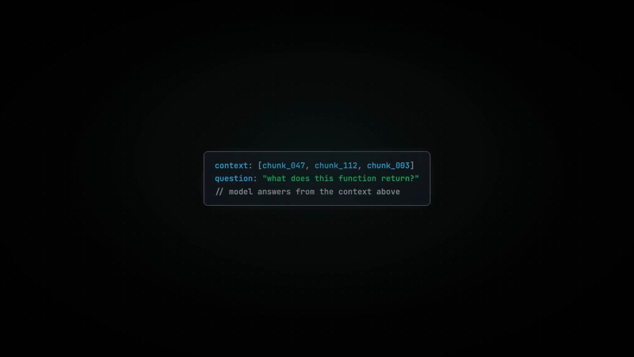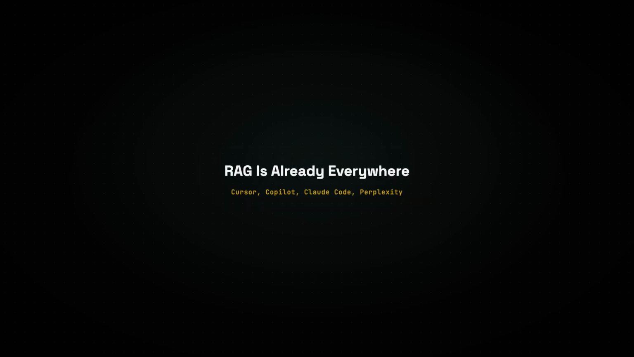Index, retrieve, generate, that's the full pipeline. And like any pipeline, the final answer is only as good as the weakest stage in it. Coding agents like Cursor, Claude Code, and Copilot all run on this. When one of them reads your codebase to understand context before suggesting code, that's retrieval, live.